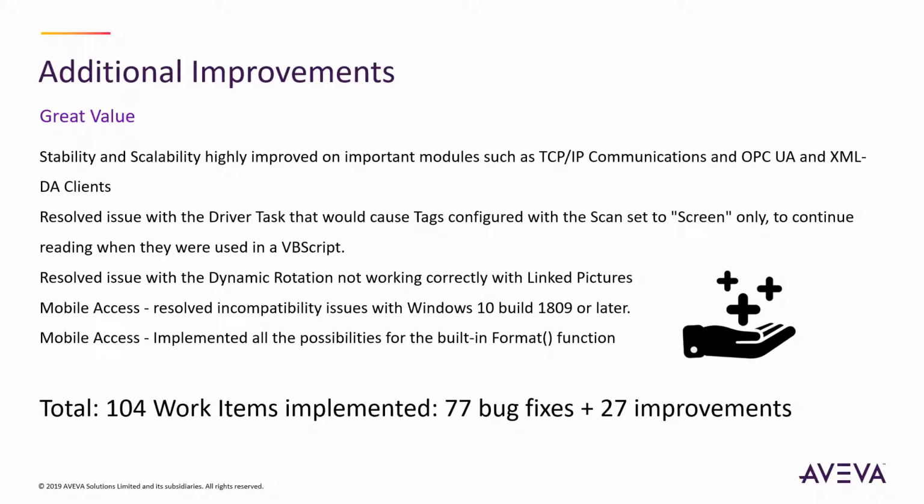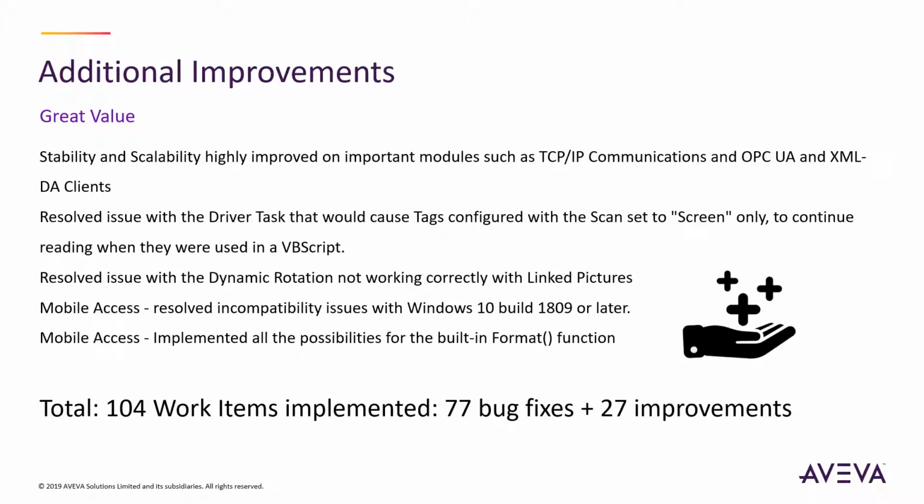And here's a snapshot of the additional improvements that we made on the product. See, on the bottom we say we have implemented 104 work items, among them 77 bug fixes and 27 improvements. So on this slide we have only a small snapshot. When you talk about stability and scalability, we have really improved the software to make it even more reliable when you run larger projects, when you have several hundreds of thousands of tags.